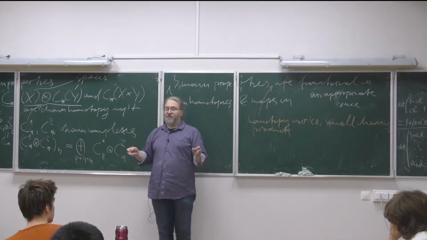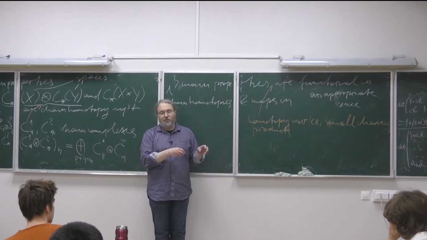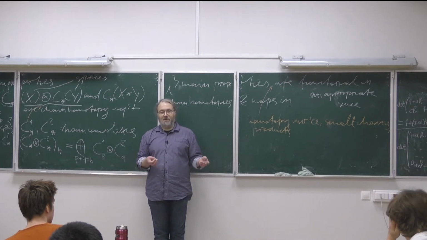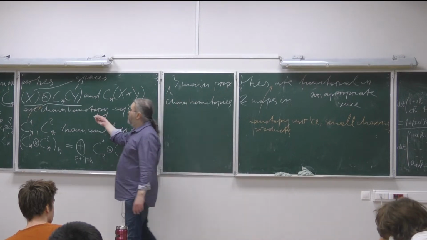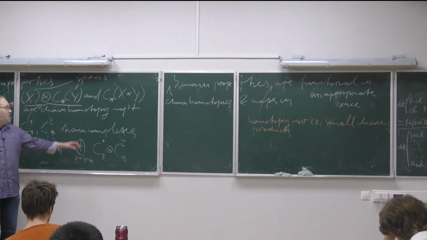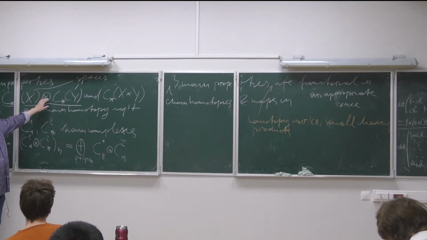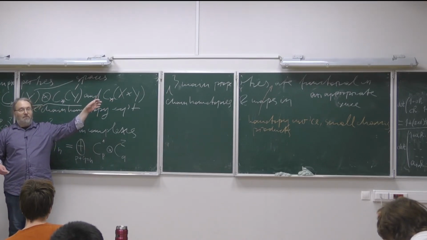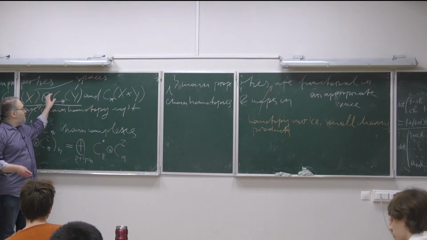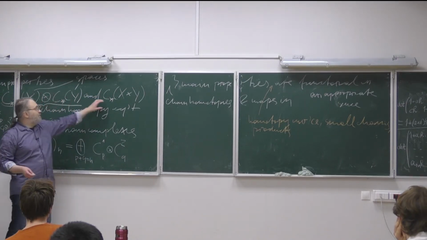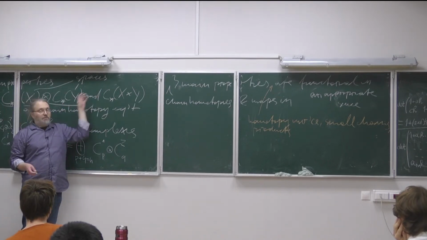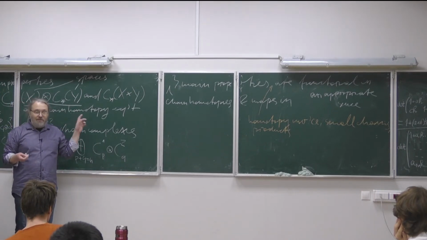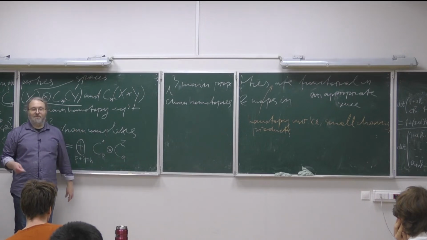The second property was that the inclusion of the small chains into all chains is a chain homotopy equivalence, and the last one was that these two chain complexes are chain homotopy equivalent, which means there are maps from this one to this one and from this one to this one, such that both compositions are chain homotopy equivalent to the respective identity maps. I didn't say it, but I'm saying it now.